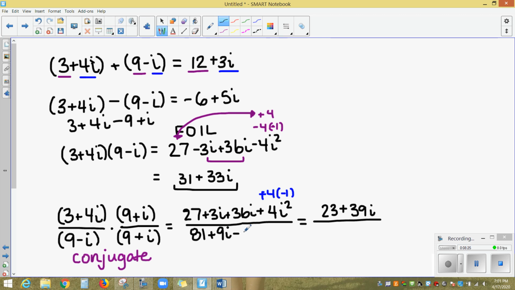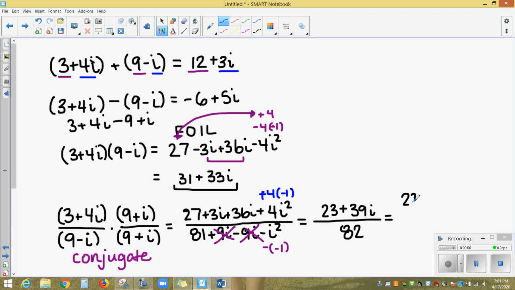On the bottom, our first, our outside, our inside, our last. And remember, the reason we pick the conjugate is because this happens. It gets rid of that piece that we don't like anymore. And the opposite here of -1 is +1, which means the number on the bottom is a +82. When we multiply a complex number by its conjugate, we always get a positive number, and it's always a real number, because this minus a negative is going to be plus a positive.